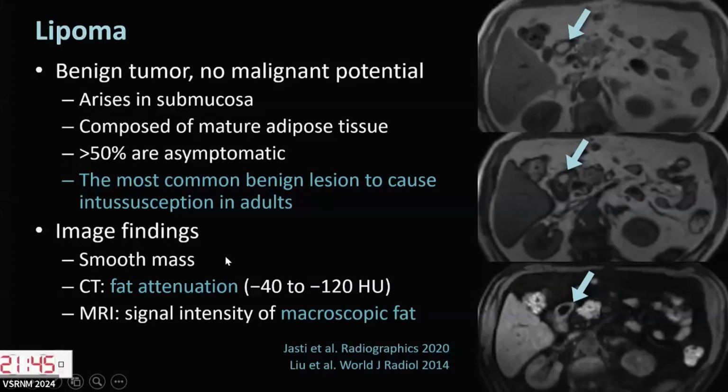On images, it will appear as a smooth mass with fat density. On CT, it will have a very low density, about -40 to -120 Hounsfield units. And on MRI, it has a signal intensity similar to macroscopic fat. So in this example, we see a nodule inside the duodenum. On this T1 weighted image, we see the same signal as the visceral fat. And on fat-suppressed T1 images, these fat-containing lesions will have a suppressed signal. However, on the out-of-phase images, the macroscopic fat will not have a signal drop.